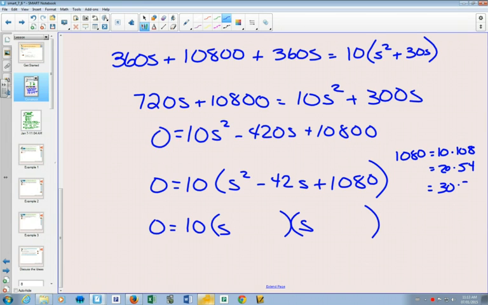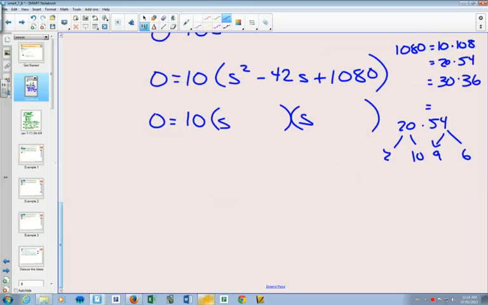36. That's too close. We need a difference of 72. What else can we divide out of here? Well, 108, it's 20 times 54. I'm just showing you some strategies that you can do. Breaking up numbers, 2 times 10, 9 times 6. So this will be 2 times 2 times 5 times 3 times 3 times 3 times 2.